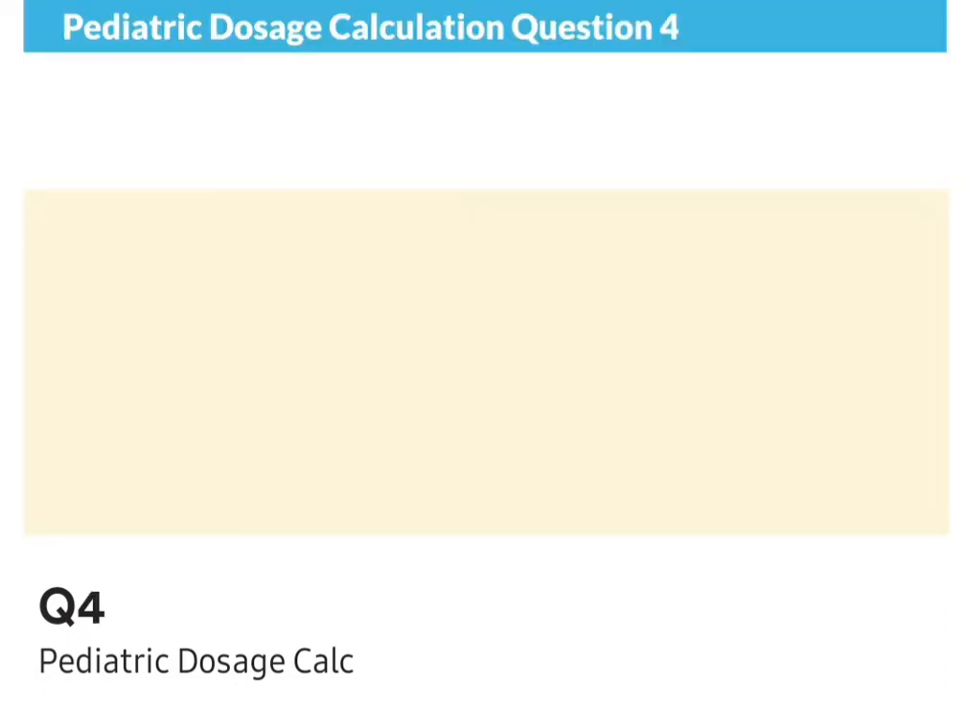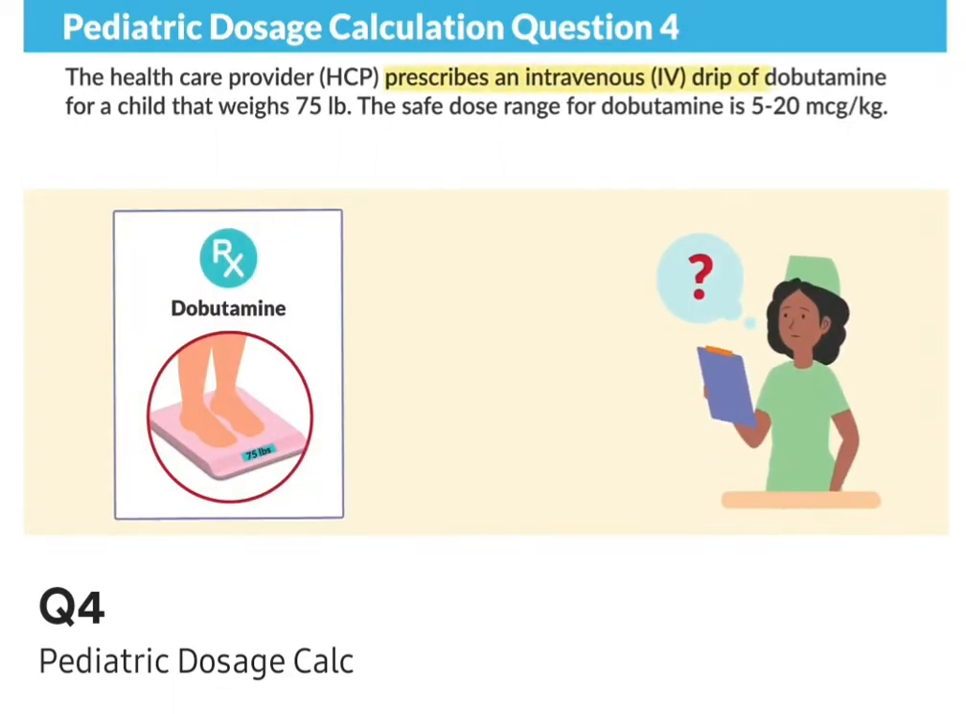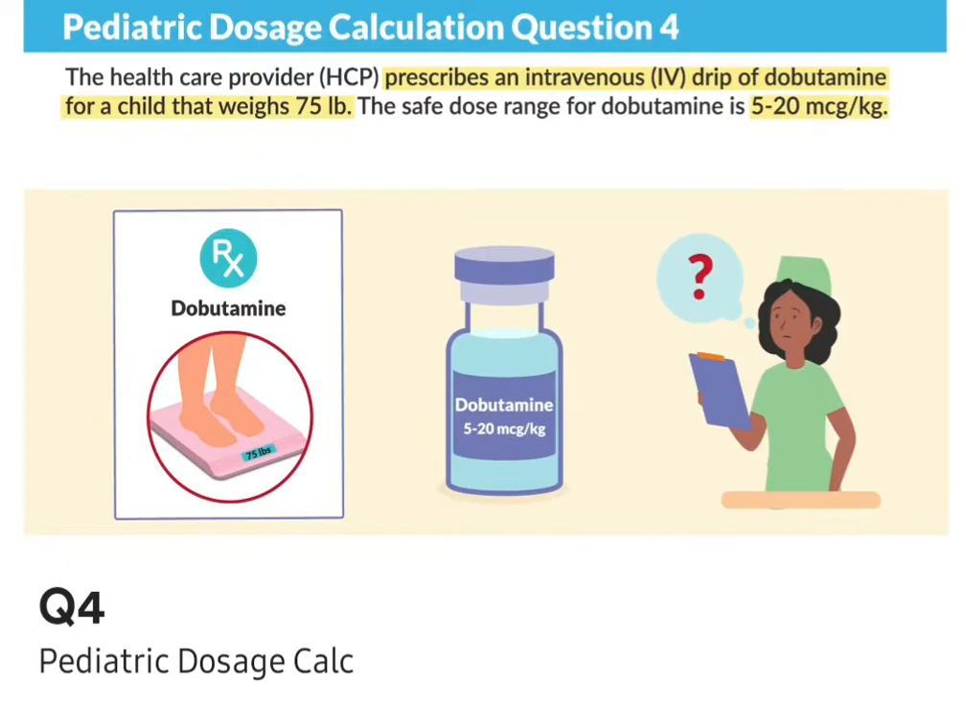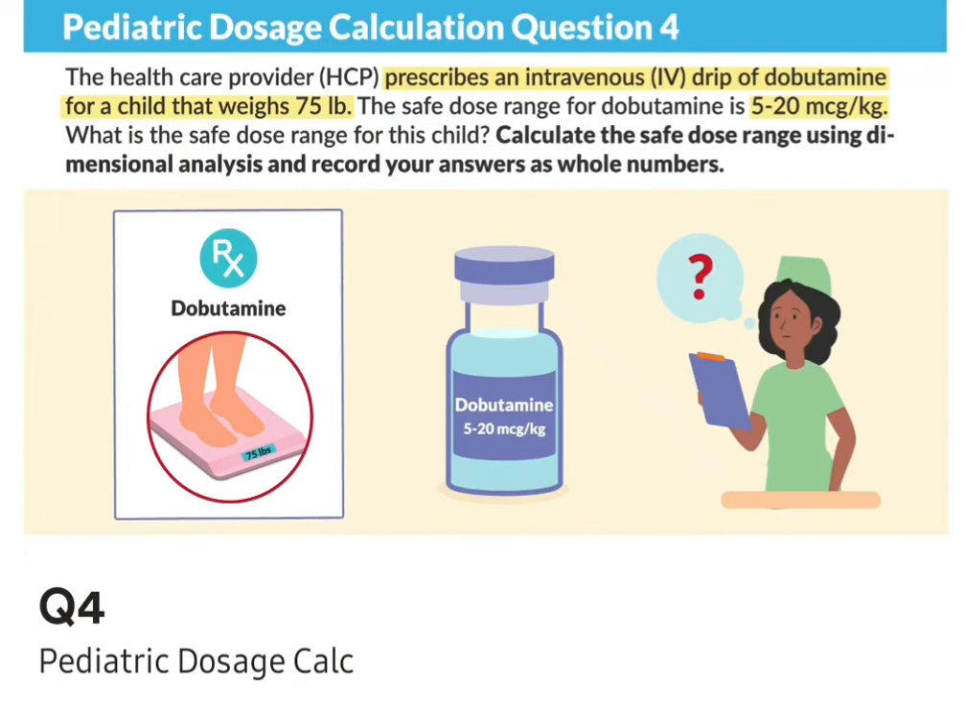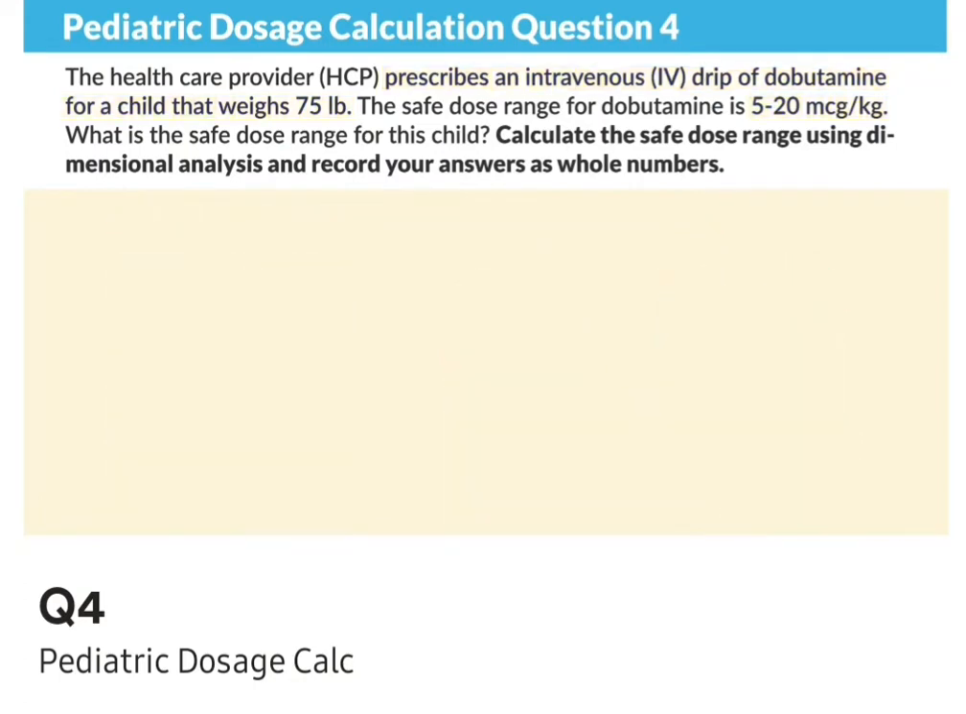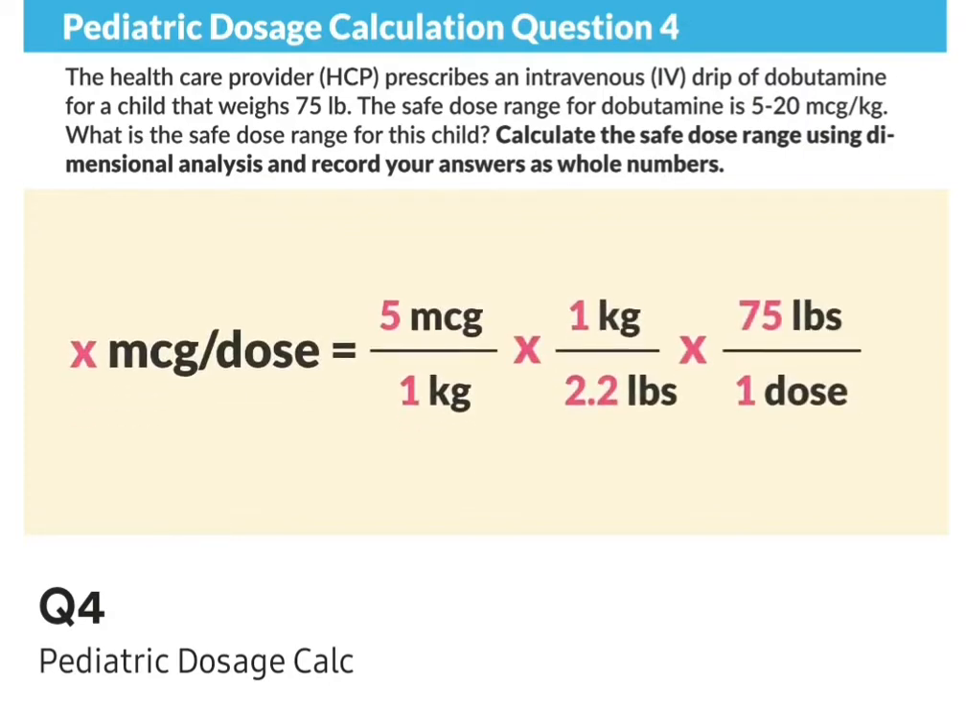Now, question number 4, the provider prescribes IV drip of dobutamine for a child that weighs 75 pounds. The safe dose range for dobutamine is 5 to 20 micrograms per kilogram here. So what is the safe dose range for this child? All right, so let's set this big, huge equation up, starting with the low end, 5 here. So obviously, we're solving for micrograms per dose. So we're using the number 5 because that's the lower dose between the 5 and 20, right?